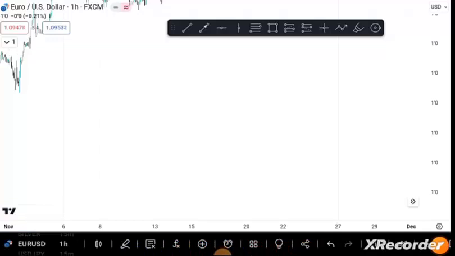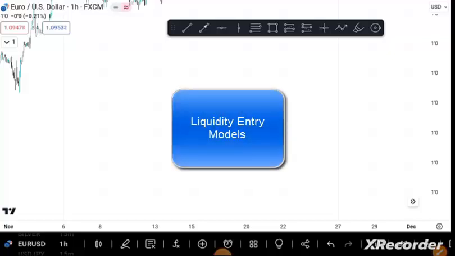All right, so the second entry model, the second and the third, are what I like to call liquidity entry models, and I use these the most. I use this regularly, like you saw in the thumbnail.